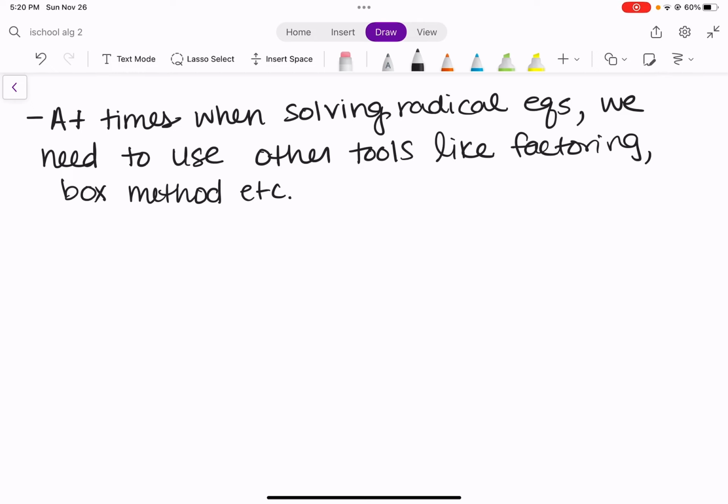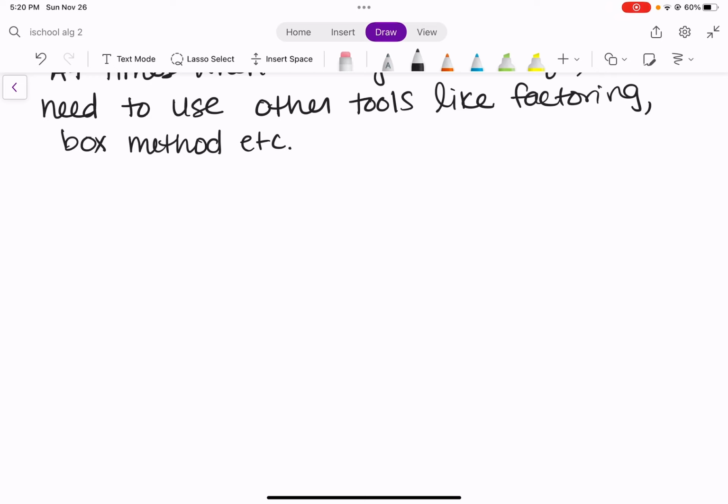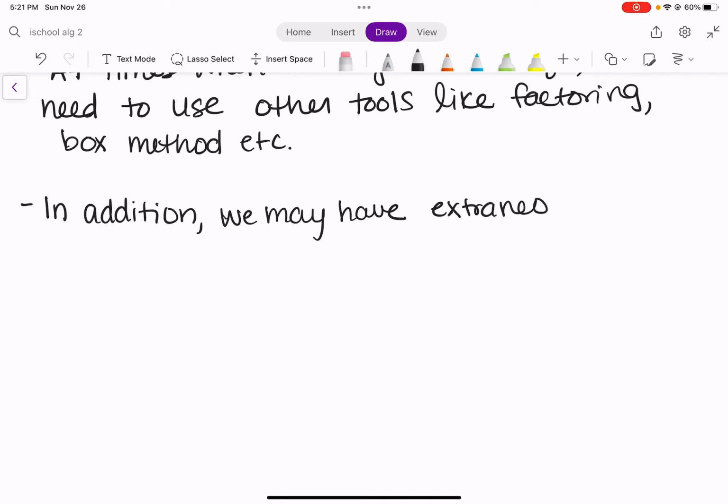Okay, and you're going to see that in the problem that we're going to do next, you're actually going to have to use factoring and box method in it. Okay, one last note. In addition, we may have extraneous solutions. We're going to talk about what that is.